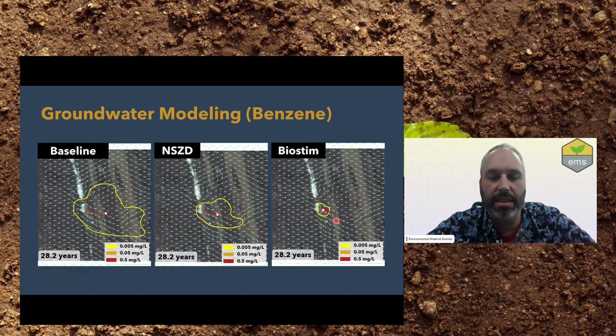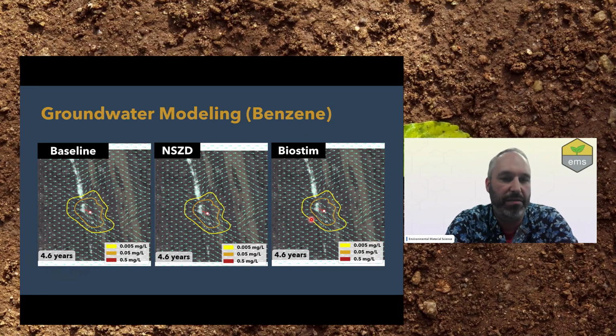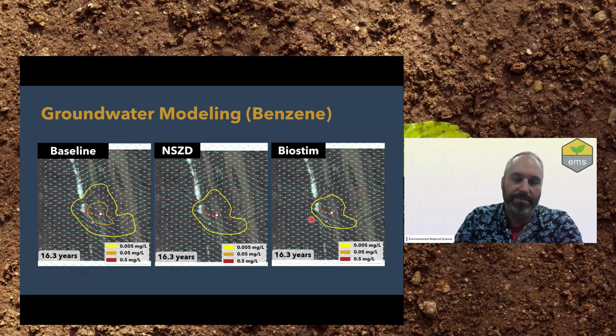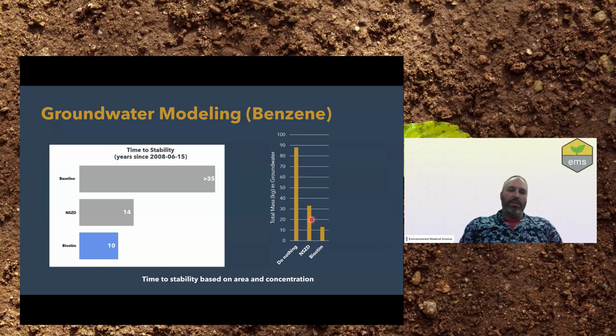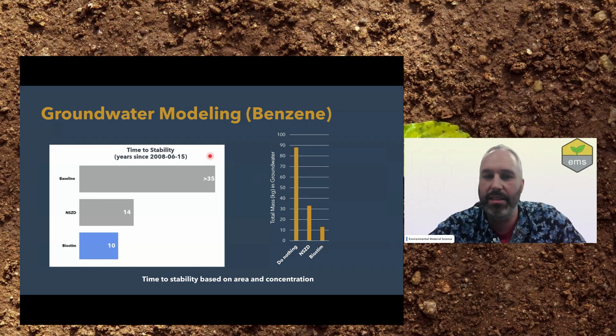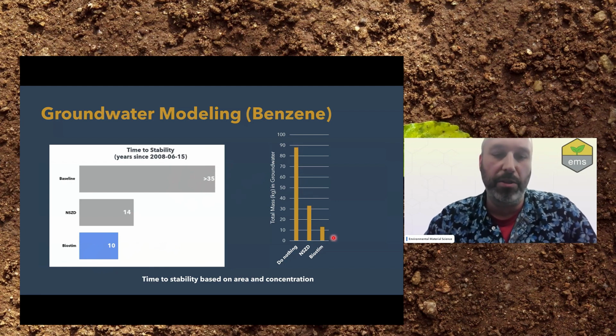And biostim, this is a site where we did measure it. This is a nice success story where it actually is very effective, and that plume shrinks a lot quicker. So if you boil down the numbers from each of these, the time to stability, that's when concentration and area are changing by less than 1%. Comparing your baseline, your worst case scenario, to biostim, you've dramatically improved your time to stability by biostimming, and also dramatically reduced the total mass in groundwater.